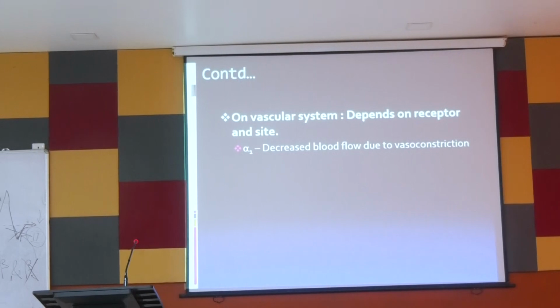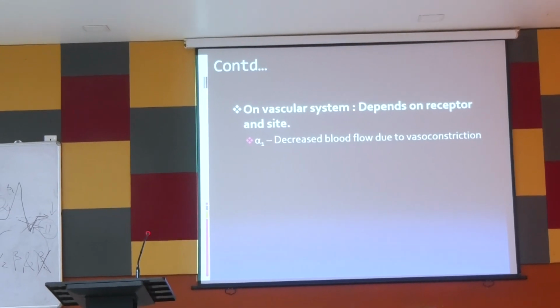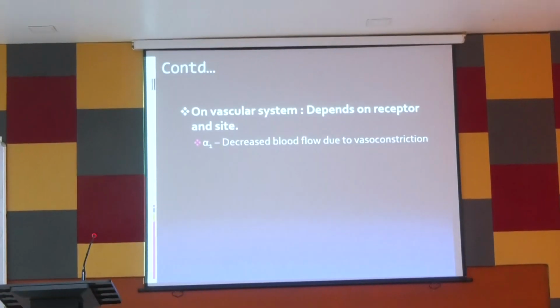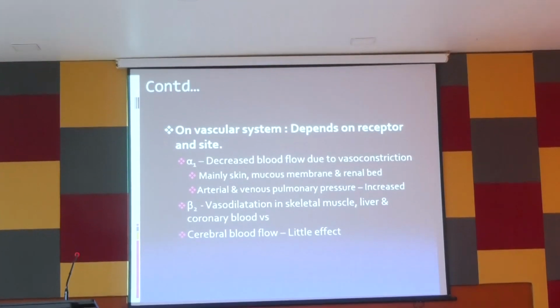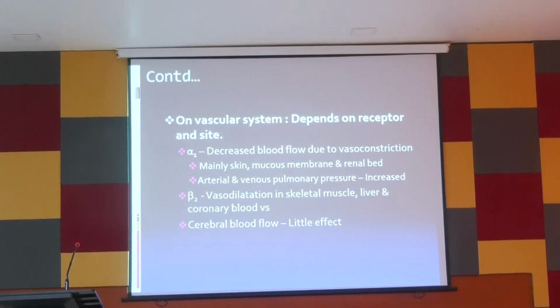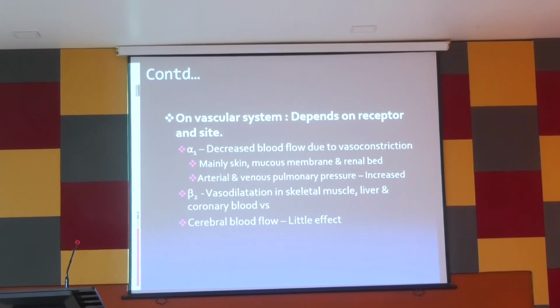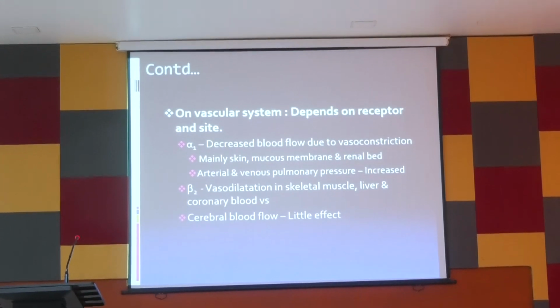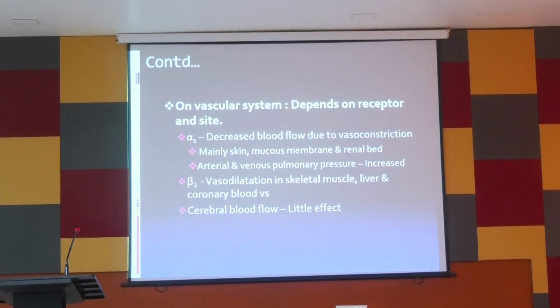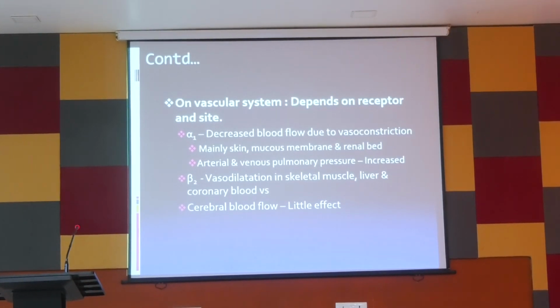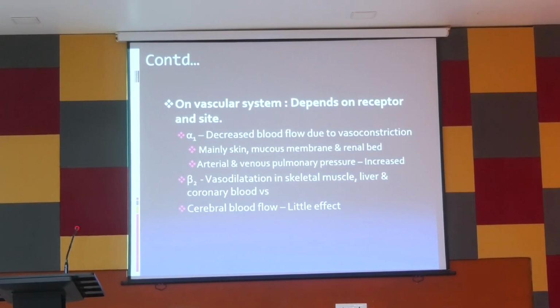Here on the vascular system depend on the type of receptors involved and the organ supplied. Alpha receptor, decreased blood flow due to vasoconstriction. কোথায় হয়? Mainly skin, mucous membrane and renal, where the precapillary resistance vessels are mainly affected. Also the large vessel and the venules also be constricted by the action of adrenaline on alpha 1 receptor.